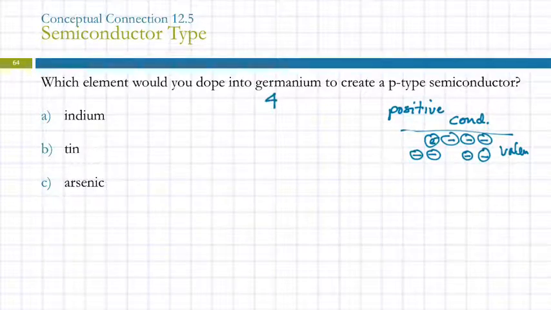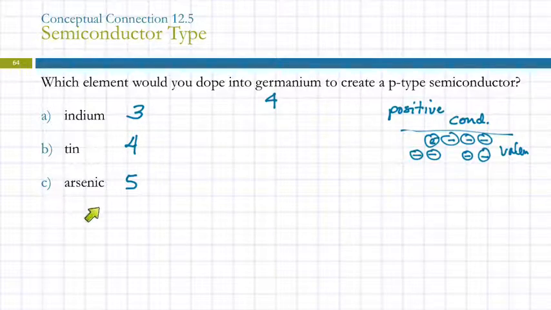This has 4. And we've got indium has 3. And tin has how many? 4. And arsenic has 5. So we would want to use indium to make a P-type semiconductor. Because we've got a few indium atoms in here, they only have 3 valence electrons. Every indium atom that's mixed in with your germanium is going to make a hole, because it's short an electron.